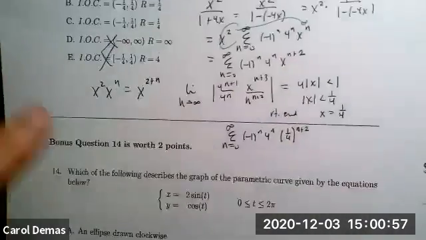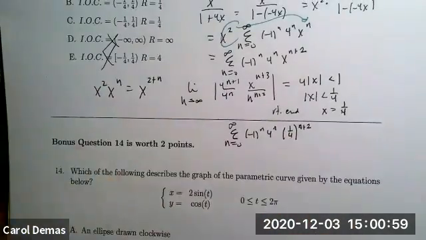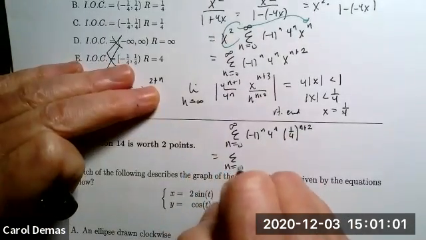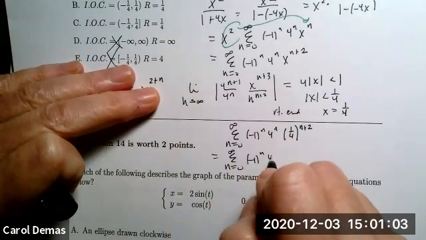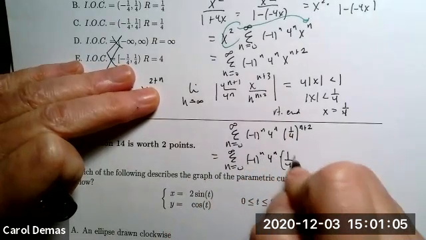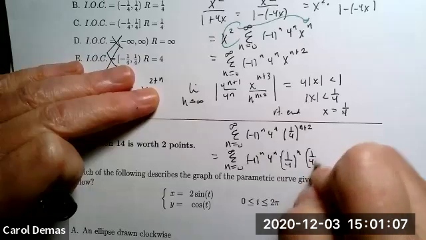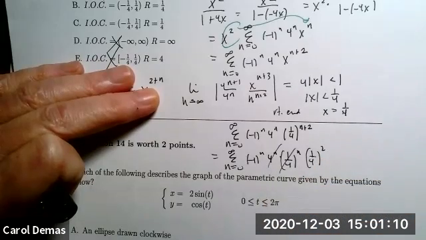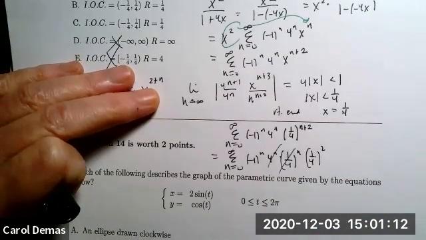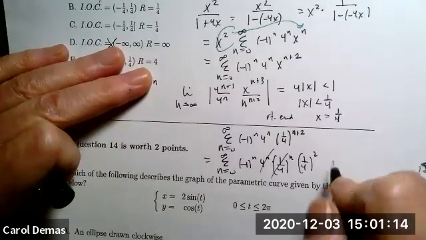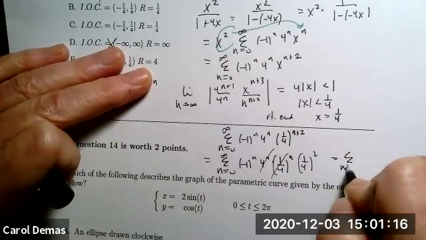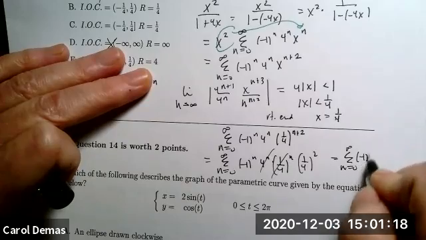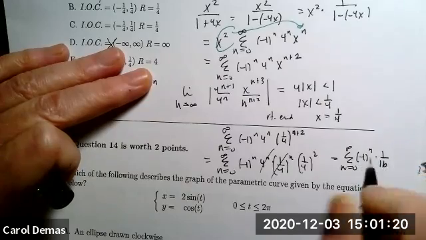Okay, let's go back to this. Okay, now I'm going to break that up. So we have 4 to the n, then we'll have 1/4 to the n, and then we'll have 1/4 squared. And these will cancel. And we'll get sum n equals 0 to infinity, -1 to the n times 1/16.